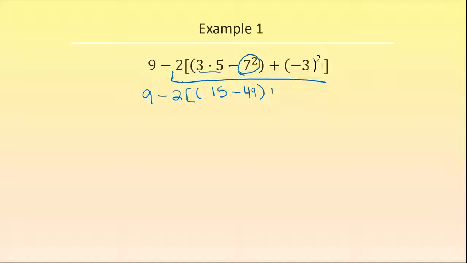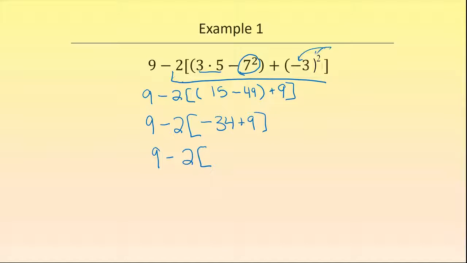Now, in this case, the negative 3 is inside the parentheses. The negative is in there going with the 3. So you're going to square negative 3, and that's going to give you a positive 9. Great. So now I have 9 minus 2 times, let's see, 15 minus 49. I think that's negative 34. And then we'll add 9 to it. So now we have 9 minus 2 times, let's say, negative 25.